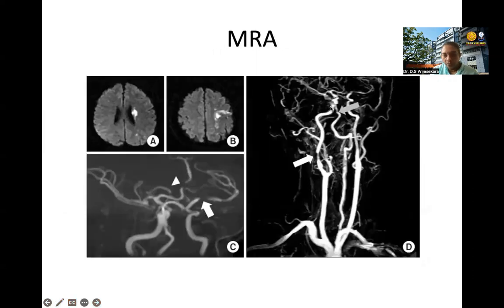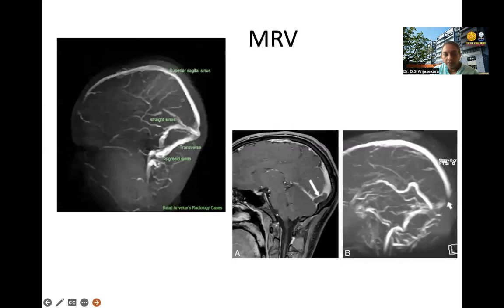MR angiogram is useful to detect if there are any narrowings, especially again in varicella and other conditions that may cause strokes in children. MRV or the MR venogram will detect any venous filling defects, so that you know whether there's a venous sinus thrombosis. This picture shows the venous sinuses that we look for, and some of them with filling defects. Here you can see a nice filling defect in this sinus.